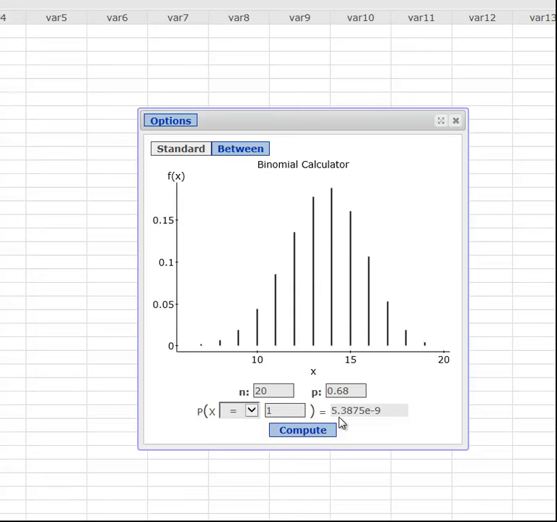Remember from the calculator, it gave a really small probability in scientific notation. Again, you want to rewrite that with correct scientific notation. In other words, that's about 5.39 times 10 to the negative 9th power.